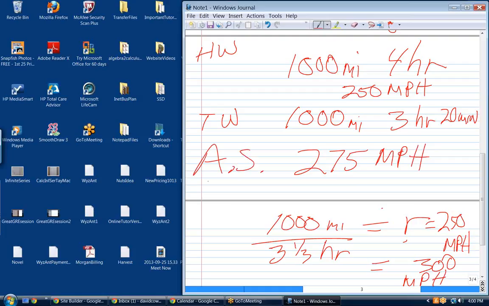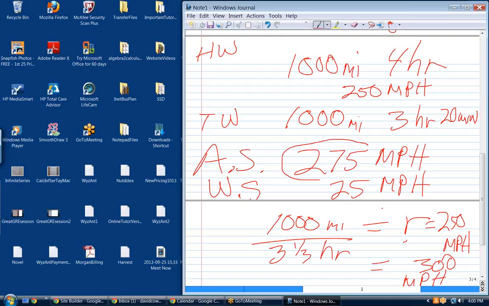270 miles an hour. Oh my gosh. Okay. Wind speed must be 25. Wait. Why? Because you add airspeed and wind speed to get ground speed, and you subtract them to get ground speed when you're going the other way. Okay? So I got the 275 by averaging the 250 and the 300.